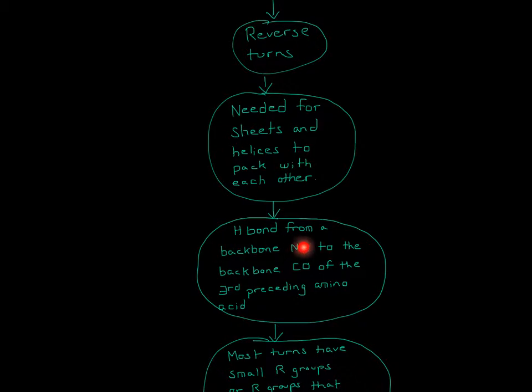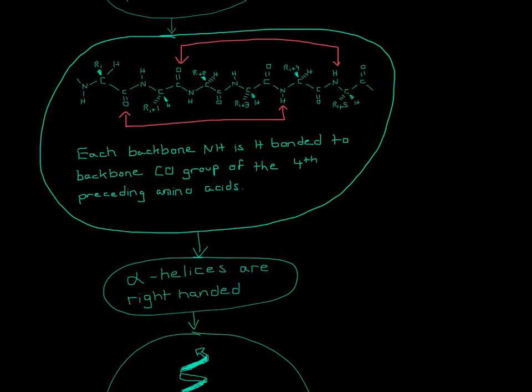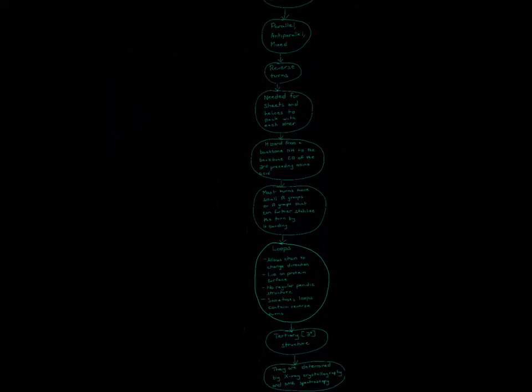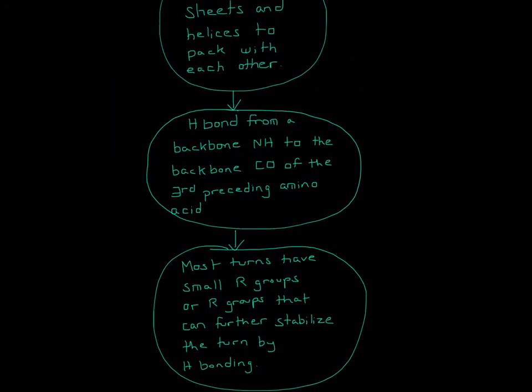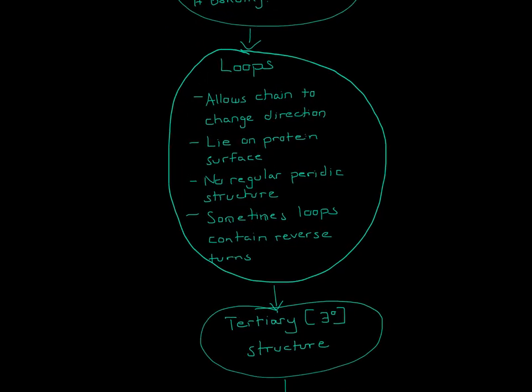And how is this done? Well, it's done by the hydrogen bond from a backbone NH to the backbone CO of the third preceding amino acid. Remember that the previous one is the fourth preceding amino acid right here. So that's how the reverse turn is different, it's linking to the third preceding amino acid. Most turns have small R groups or groups that can further stabilize the turn by bonding. This makes sense because you want that tight turn, and so for that you would need a small side chain instead of a large bulky side chain.